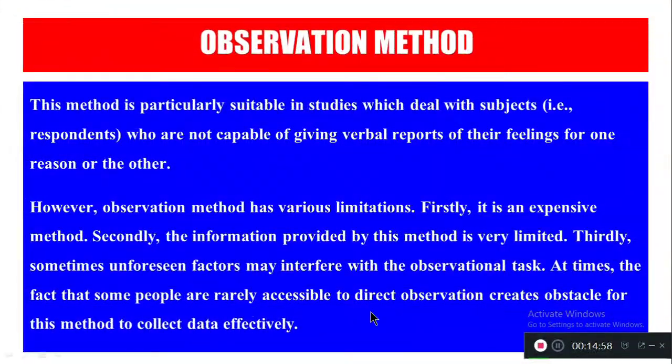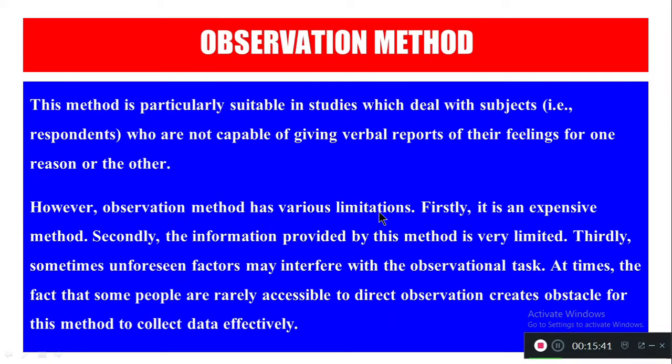The next important thing about the observation method is that it is suitably used in studies when we deal with respondents who are not capable of giving verbal reports of their feelings for one reason or the other. So in a house where a death has occurred, we can go and see how they grieve the loss. During that time, nobody will come and sit with you and give all the information about their feelings; emotional things they will not share. So in such cases, we can observe very easily.